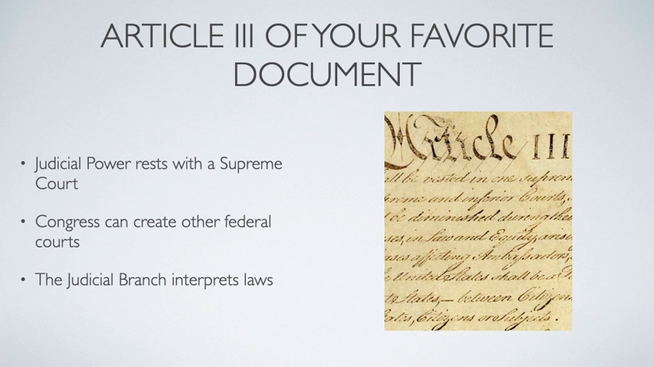Article 3, right, we have talked about already, says that judicial power rests with a Supreme Court. It also gives Congress the power to create other federal courts. And we saw in that lesson that we've really got kind of a three-tiered system of federal courts in our country. And the job of the judicial branch is to interpret the laws. And so we've got a legislature that makes the laws, an executive that enforces the laws, and finally, the third part of this three-part government, we've got a judicial branch that will interpret the laws.